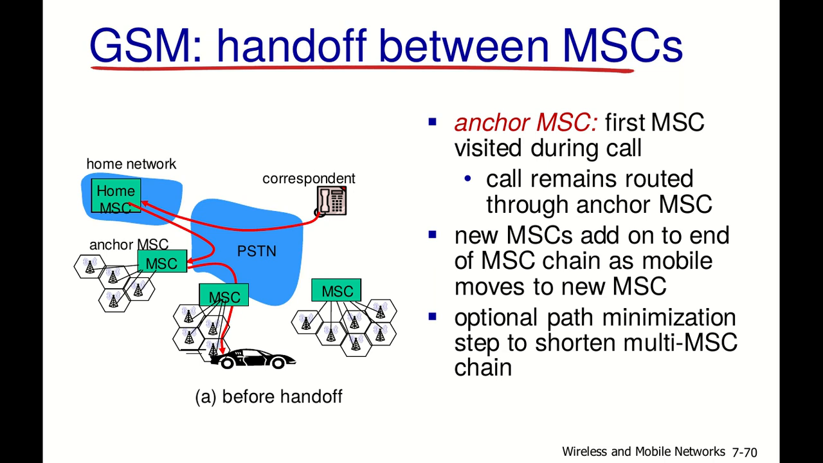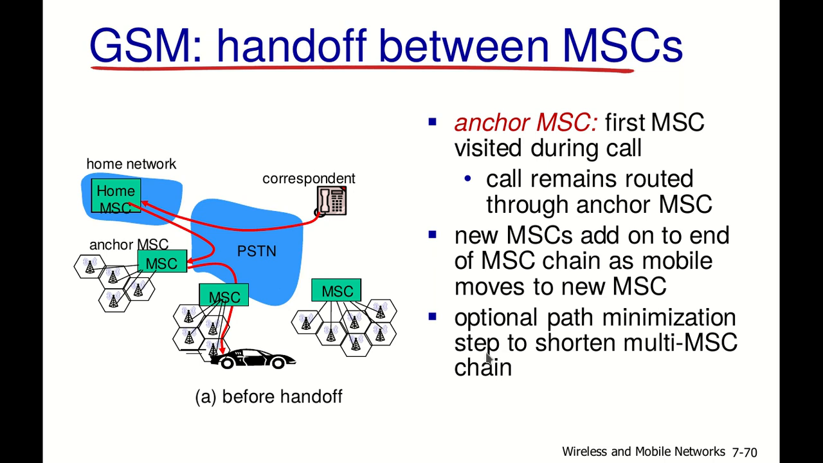So let's say when I started the call, I'm in MSC 1, and then I'm moving, let's say I'm in the train, to several base stations still in the same MSC, and I have performed handoffs during that time. But then I reach another base station which belongs to a different MSC, and then the first MSC will become my anchor MSC. So this new MSC will be added to the end of the MSC chain as the mobile user moves to the new MSC.